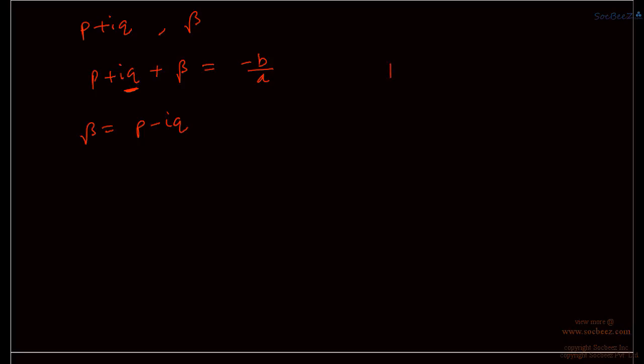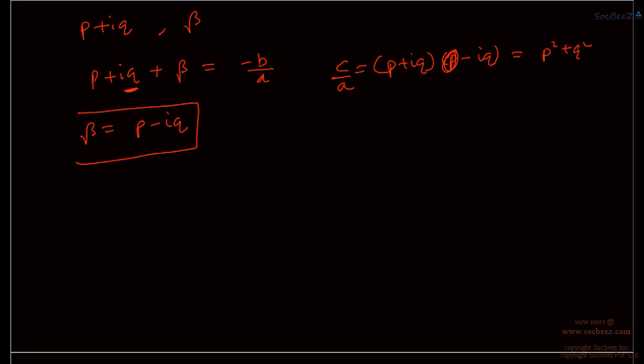You will see that the product of the roots is (p plus iq)(p minus iq). This will give us just p square plus q square, right? If you have anything other than this p here, there will be some imaginary part in the product of the roots, which we cannot have since this is equal to c by a, right? Hence, if p plus iq is one of the roots, then the other root must be p minus iq.